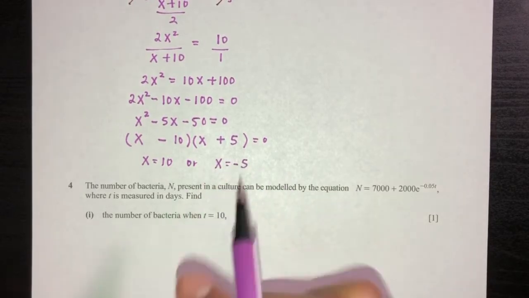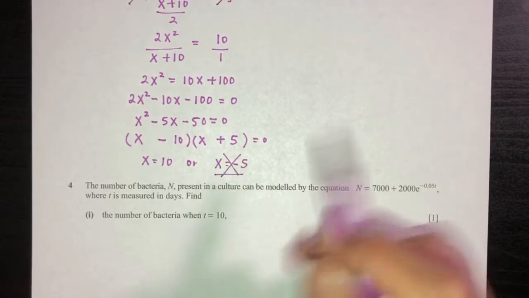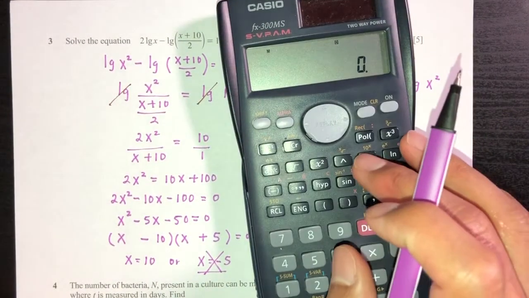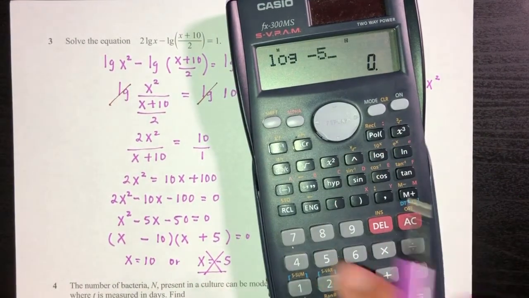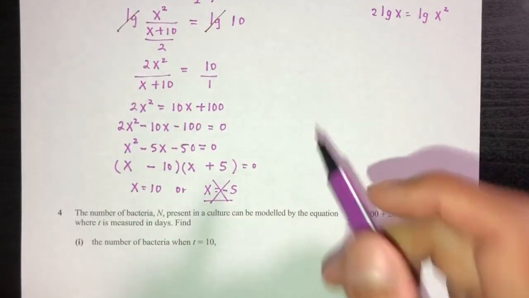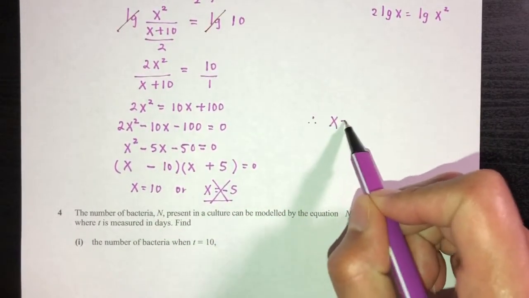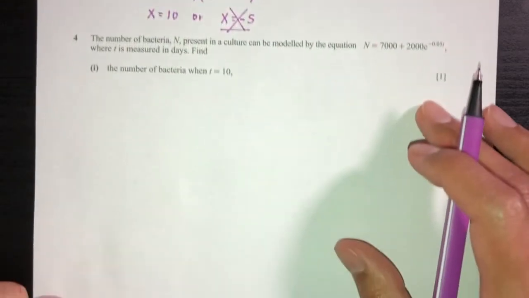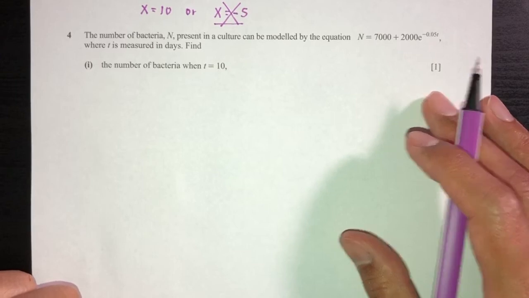But here we cannot take this value because if you put x here, let's say you put log of minus 5, it will be an error. So we cannot take a negative value of x. So x is only equal to 10 for this question. That is question number 3. Let's move on to question number 4.